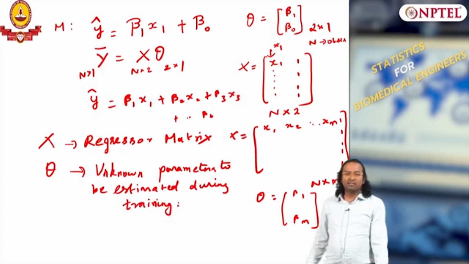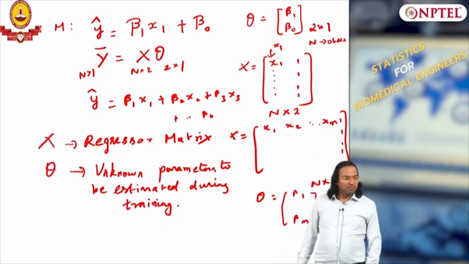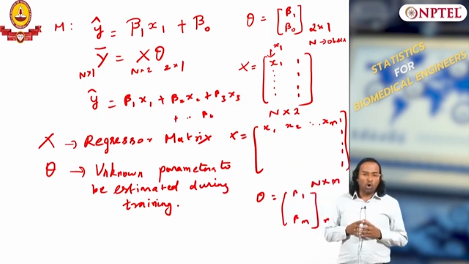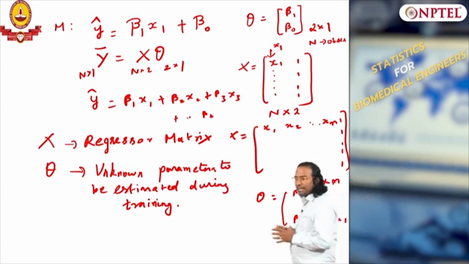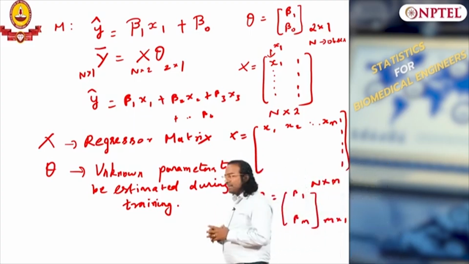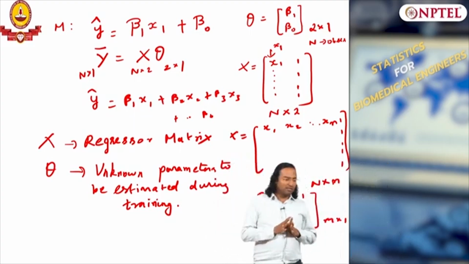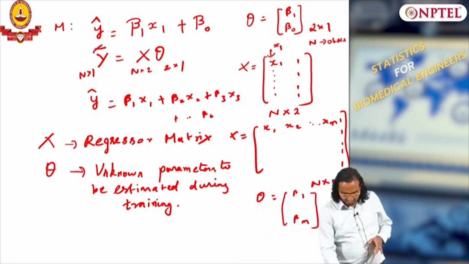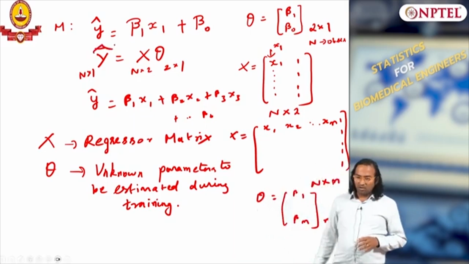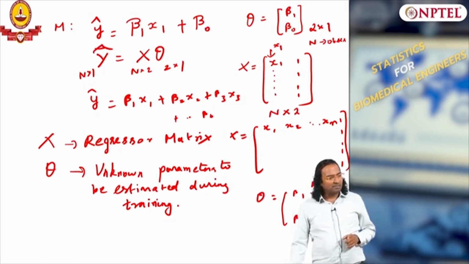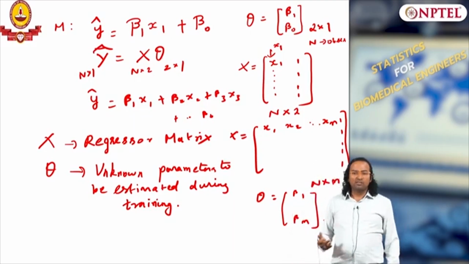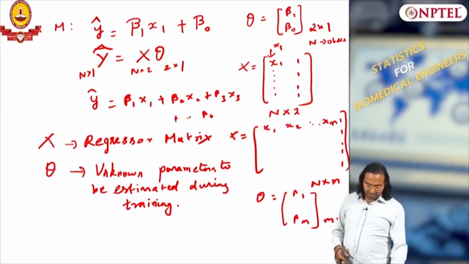Clear? Understood? Okay. So far so good. This is about the model that we take. This is the linear regression model that we are talking about. Clear? So, this is y hat. Make sense? Both single variate or multivariate regression, univariate or multivariate regression.